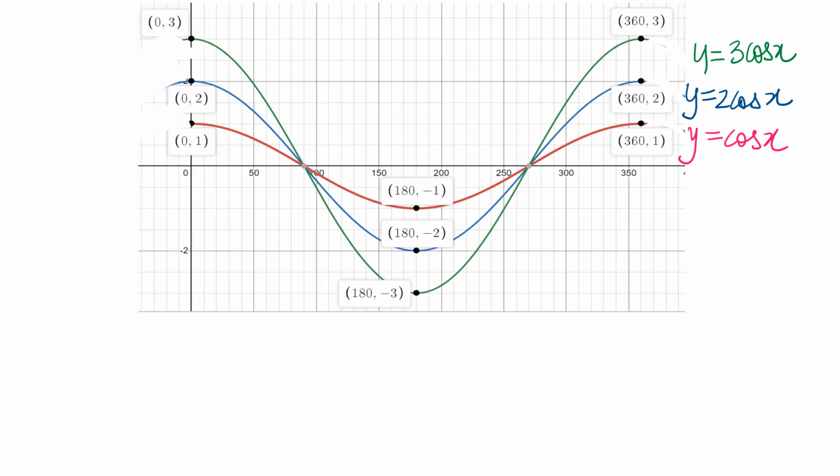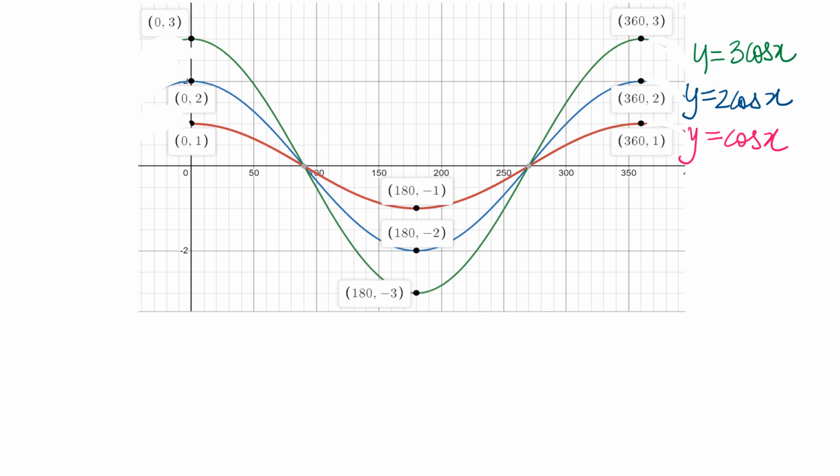Right, so we've come to the second part of the trigonometry curve sketching. In this video, we'll be doing the cosine and the tangent curve. So let's start with cosine curve. Right, so I've used the online graphing calculator, the Desmos, to create these three different curves. The red one is y equals to cos x. The blue one is y equals to 2 cos x, and the green one is y equals to 3 cos x.